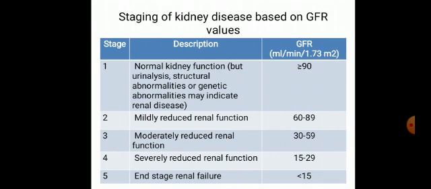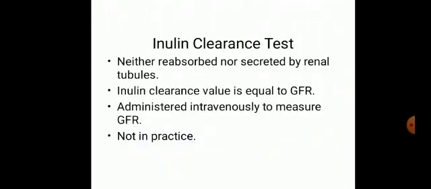In stage 3, there will be GFR between 30 and 59, and moderately reduced renal function is there. In stage 4, in case of severely reduced renal function, the GFR will be 15 to 29, and in stage 5, end stage renal failure, GFR will be drastically reduced, that is less than 15 ml per minute per 1.73 meter square. Inulin clearance test.